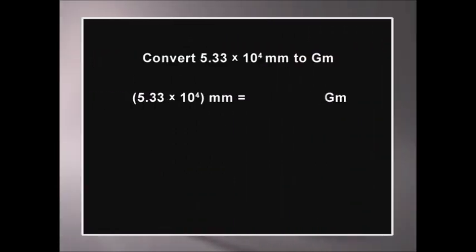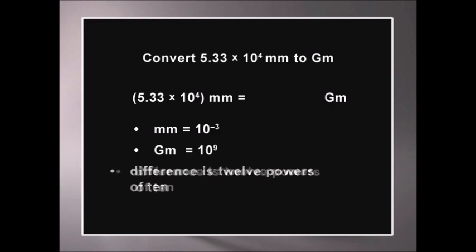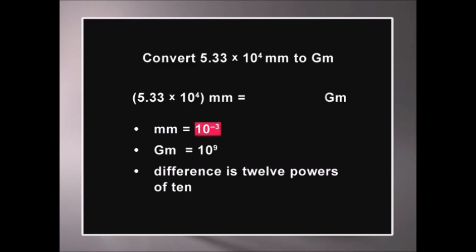In the second problem, milli is a little guy and giga is a big guy. Milli is 10 to the minus third. Giga is 10 to the 9th. These differ by 12 powers of 10, not 9. To go from an exponent of minus 3 to an exponent of plus 9 is a difference of 12 powers of 10. So I have to multiply by either 10 to the 12th or 10 to the minus 12th. And since giga is a big guy, I know I don't get very many of them. So I multiply by 10 to the minus 12th.